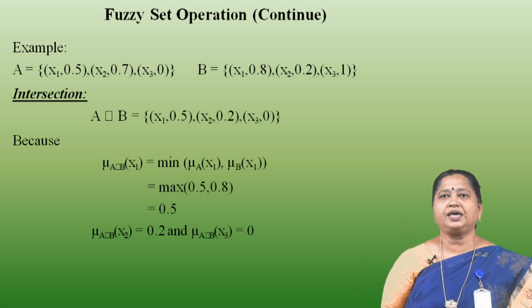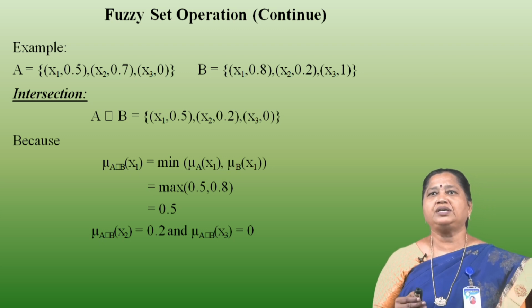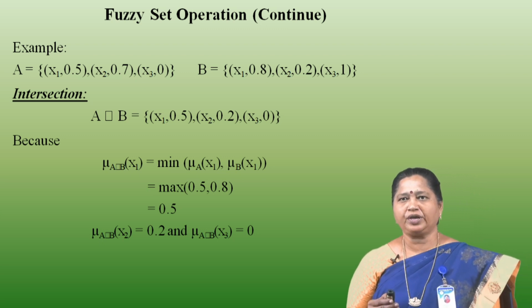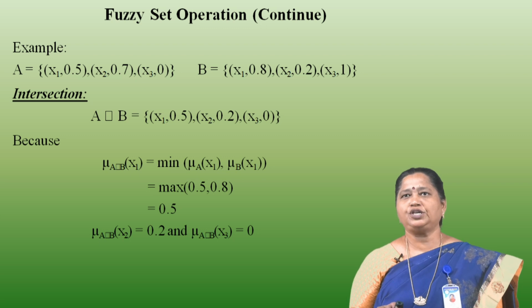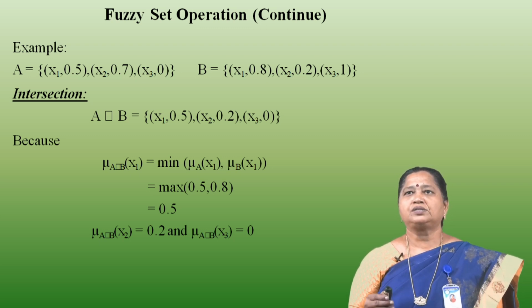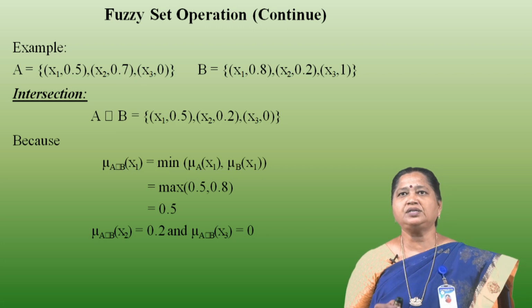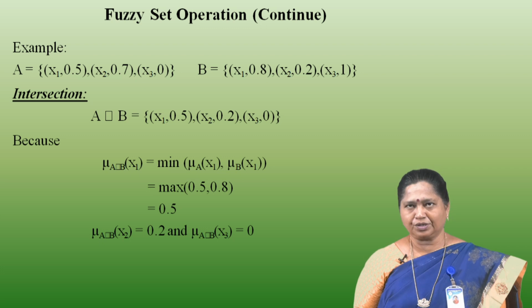In x2, the minimum value is 0.2. In x3, the minimum value becomes 0. The values are 0 comma 1. So, 1 is the larger one, 0 is the minimum. So, it will take x3 value as 0.